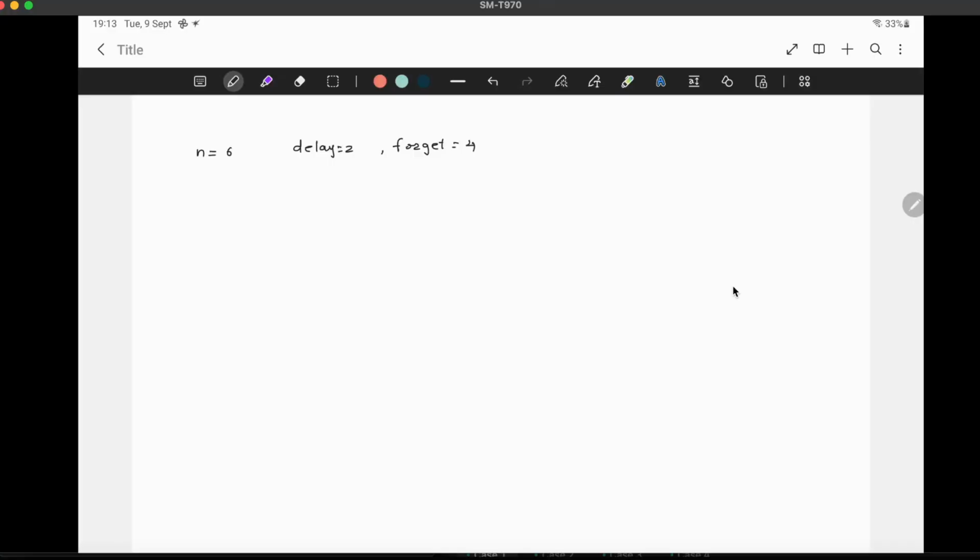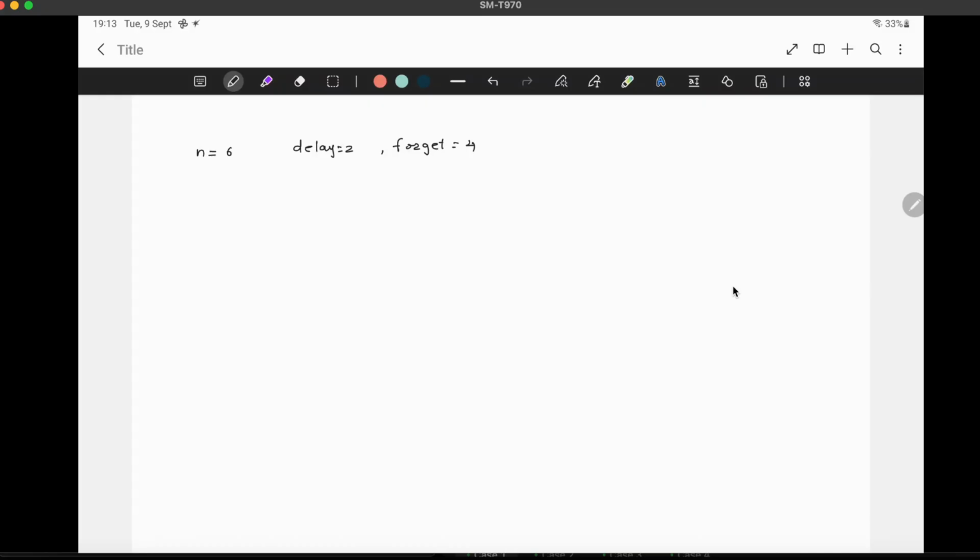Okay, I hope the screen is visible to you all. There are many ways to solve this one, and I'm not going to discuss the recursive way. I'll directly explain the n square solution, the brute force solution, and then we'll discuss the optimal solution.